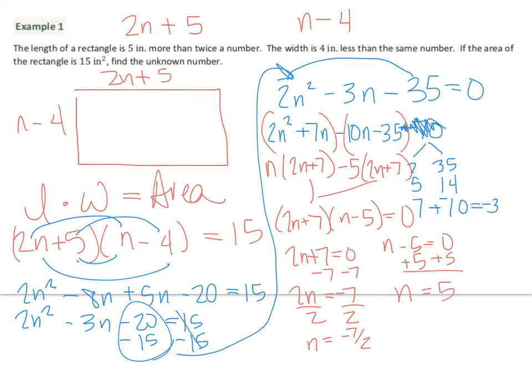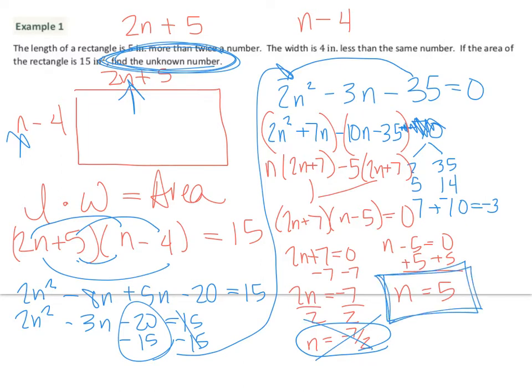I don't even remember. It says right here, find the unknown number, because we need that number. Well, can I have a negative measurement? If I plug that in, I'm going to get a negative answer for my length and width. So that one does not matter. That right there is my unknown number, because it's actually possible. It makes sense, right?